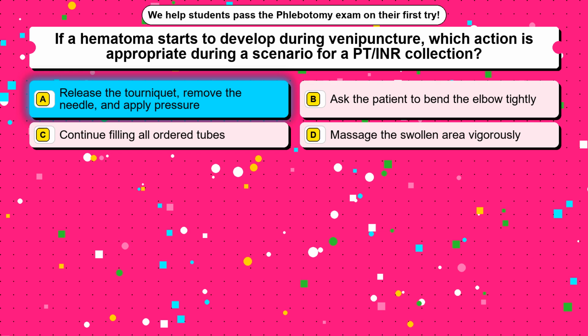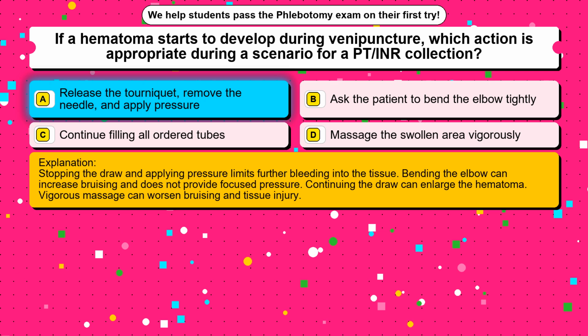Release the tourniquet, remove the needle, and apply pressure. Stopping the draw and applying pressure limits further bleeding into the tissue. Bending the elbow can increase bruising and does not provide focused pressure. Continuing the draw can enlarge the hematoma. Vigorous massage can worsen bruising and tissue injury.